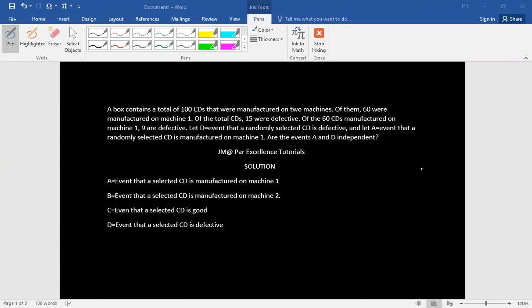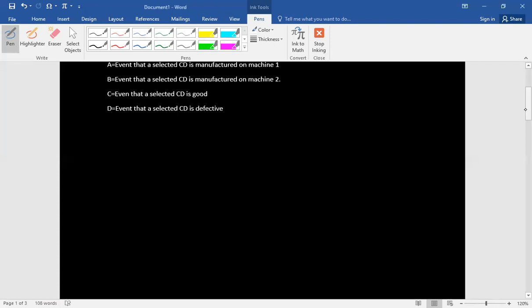Let D be the event that a randomly selected CD is defective, and let A be the event that a randomly selected CD is manufactured on machine 1. Are the events A and D independent?